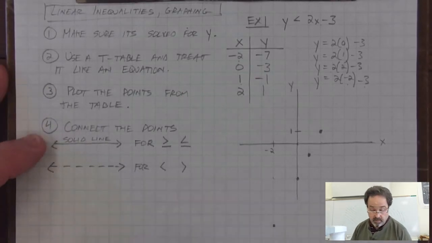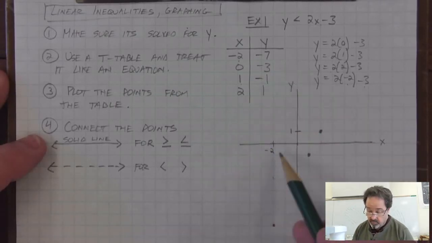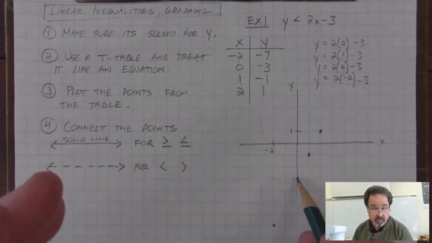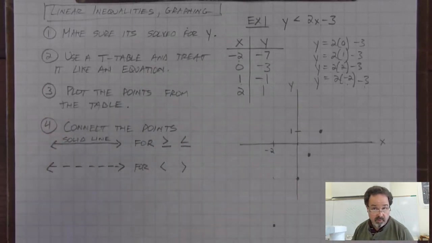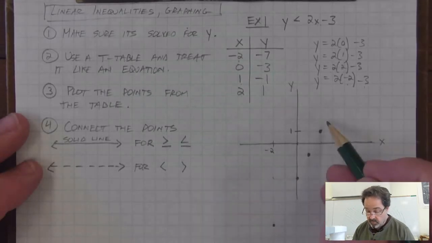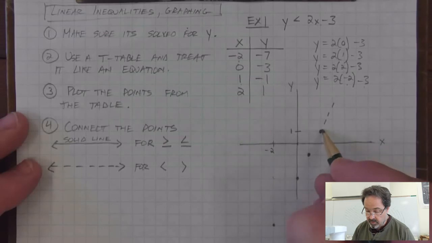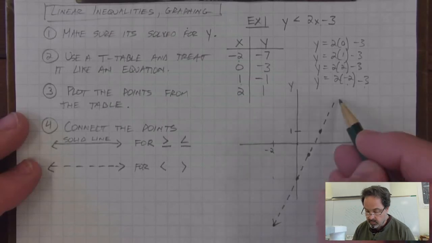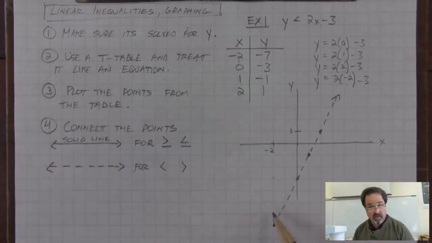A solid line signifies that we can be at that place on the graph, that the values of x and y can be exactly equal to that place that is solid. A dotted line is like a boundary, but we can't have values on the line. A dotted line represents a location that we can approach, but we can't be at. We use a dotted line for less than. So these points that I've plotted, treating it like an equation, I now must connect with a dotted line. It's a boundary, but I can't be on it.